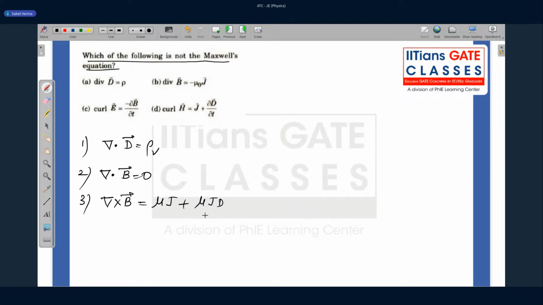Is not a Maxwell equation, na? So, and the fourth is the curl of E is equal to minus del B upon del T. So this is the Maxwell equation, and this is also the Maxwell equation, and it is written about divergence of B is equal to this, and the curl of H. Okay, this is written in the form of H.